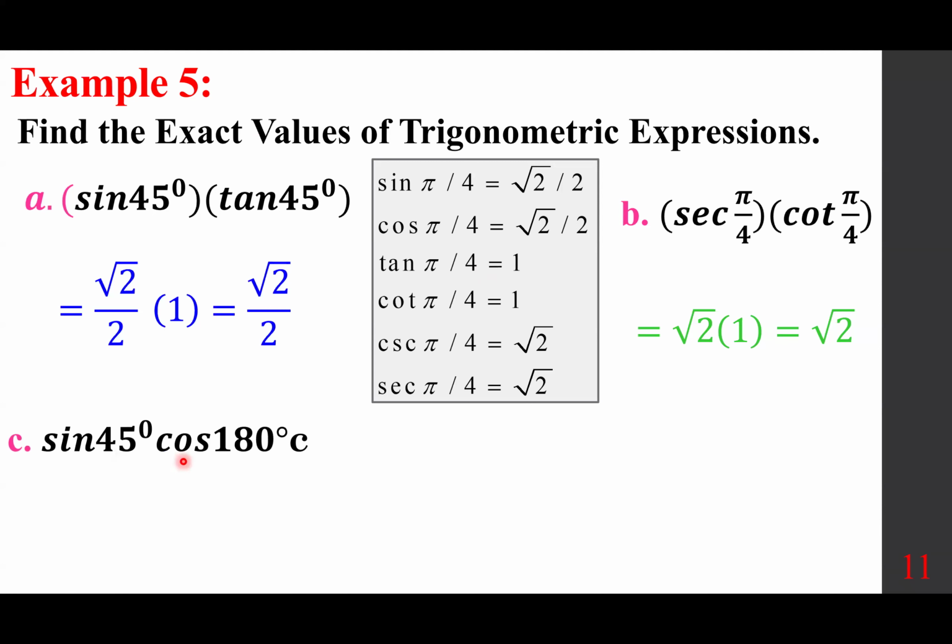Sine of 45 times cosine of 180. Sine of 45, square root of 2 over 2. Cosine of 180, negative 1. So those are common arcs we should know. So minus square root of 2 over 2.